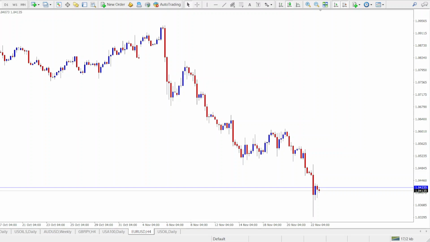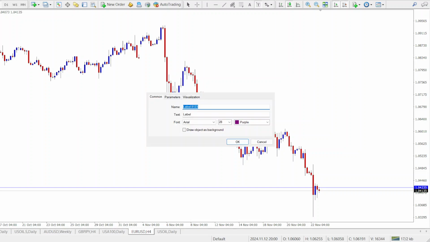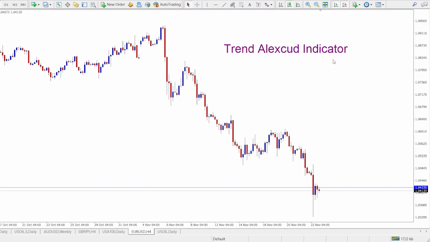In this particular video, we are going to be discussing the Trend Alexcud indicator. For more clarity, I'm just going to write the name of the indicator right here. So the name of the indicator is the Trend Alexcud indicator. Now, the indicator is a custom indicator, so of course you have to download it and then add it to your MetaTrader indicators library before you will be able to use it on your chart.